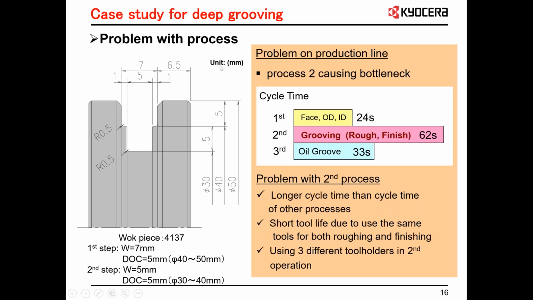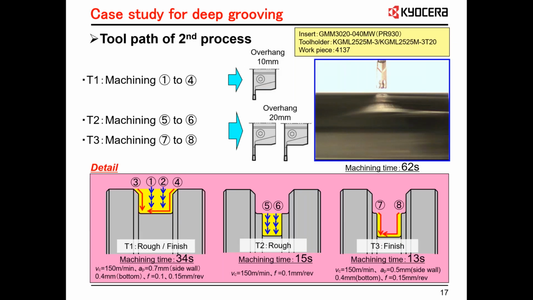Okay. So this is the workpiece. As you can see, we got a shallow groove, and then we got to come in here with a deeper groove for something. So this is the process they're currently using. They're using tool 1 to machine moves 1 through 4. So 1 rough, 2 rough, 3 finish, 4 finish. Then they're coming in with tool number 2, and they're roughing out the deep groove with moves 5 and 6. So plunge, plunge for the deep groove.